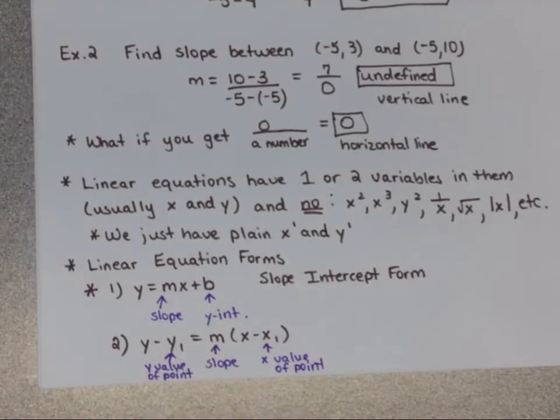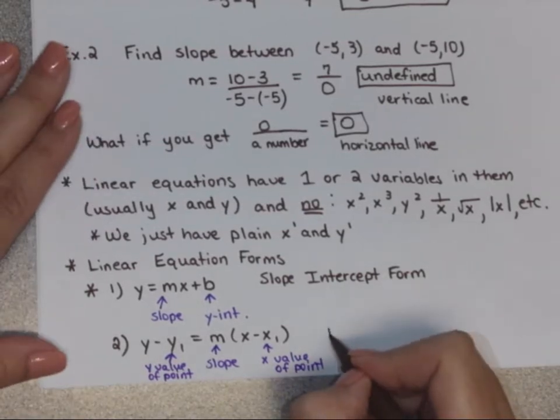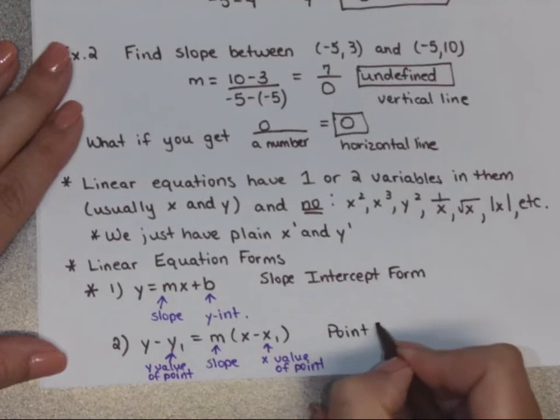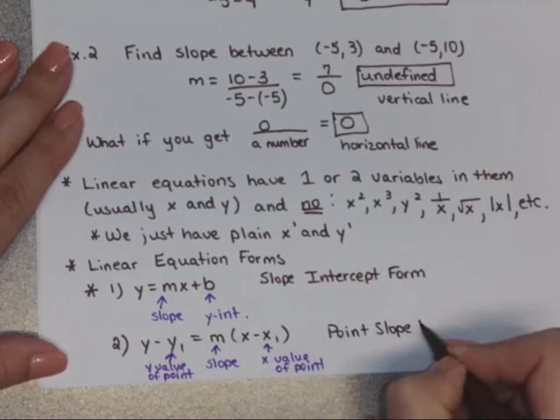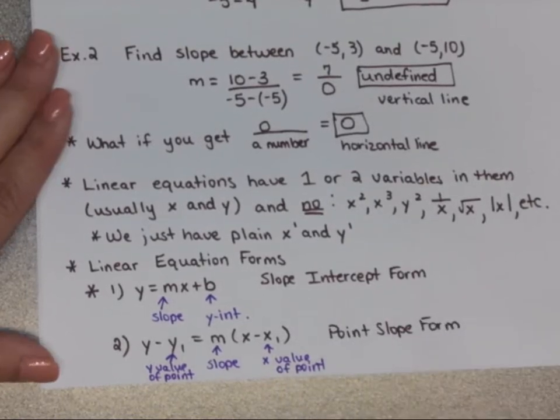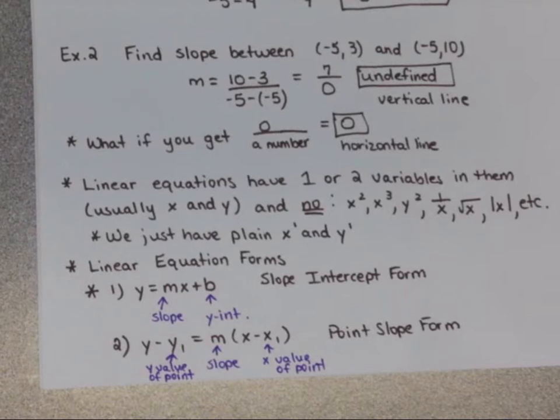Notice, though, that I still have only plain old x and plain old y. I'm actually going to plug in numbers for the y1 and the x1, so I'm still not going to have squared or anything fancy like that. This one, maybe not surprisingly, is called the point-slope form. How come you think it's called that? Because it has a point and it has the slope. The name implies what information you can get from it.